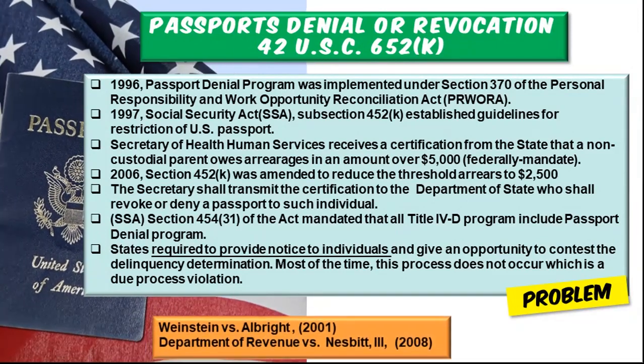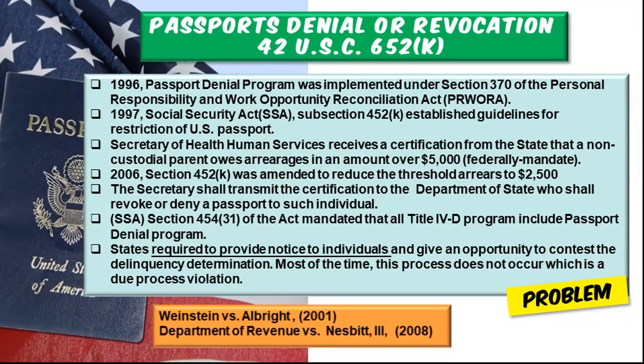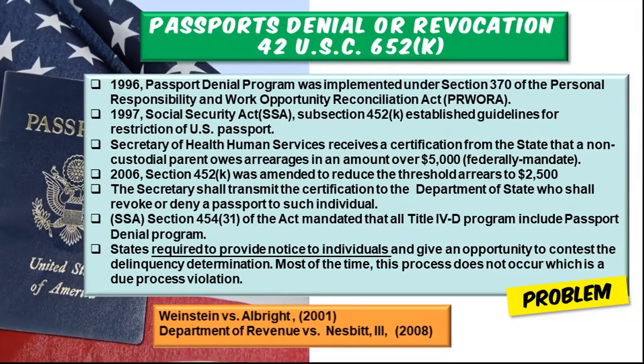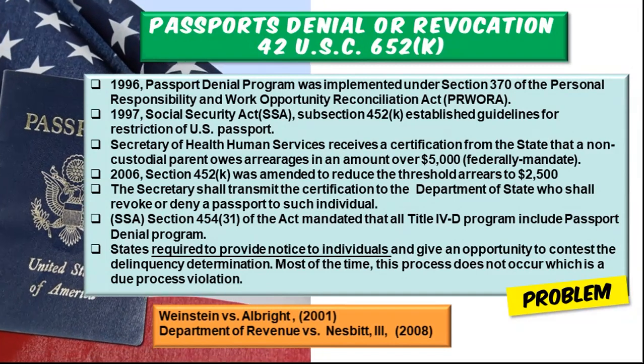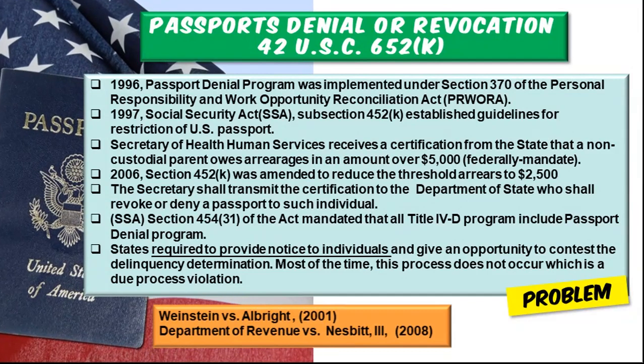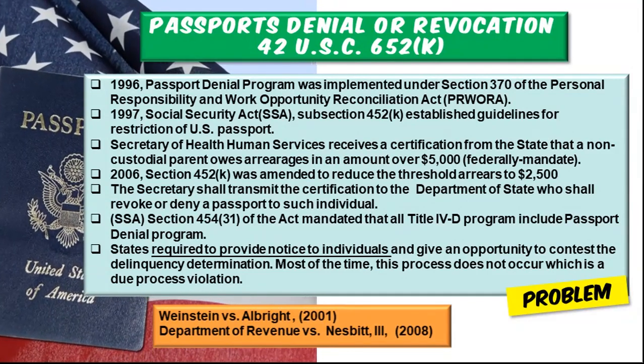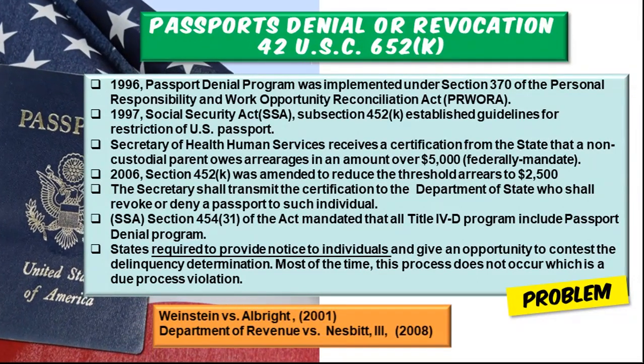In 1996, the Passport Denial Program was implemented under Section 370 of the Personal Responsibility and Work Opportunity Reconciliation Act. As you know, this is one of the foundations for the child support program. In 1997, the Social Security Act updated Section 452K to establish the guidelines for the restrictions of passport.